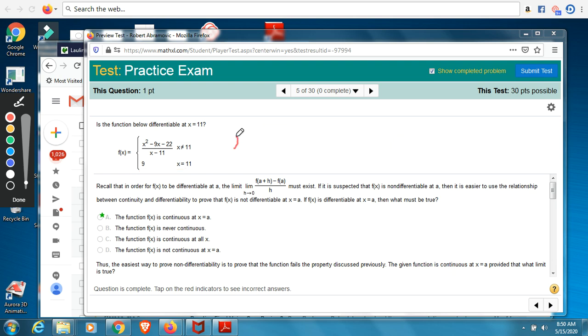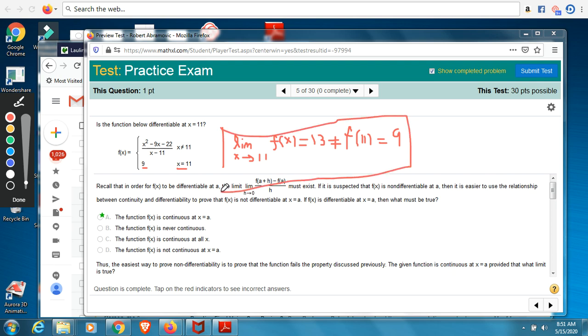So what we just found was that the limit as x approaches 11 of f of x equals 13, which is not equal to the value of the function at 11, which is 9. That was just given to us. So that means the function's not continuous, and because the function is not continuous, it is not differentiable at x equal to 11. And that's what's going on here.